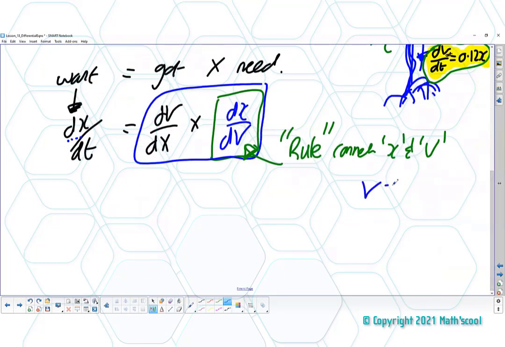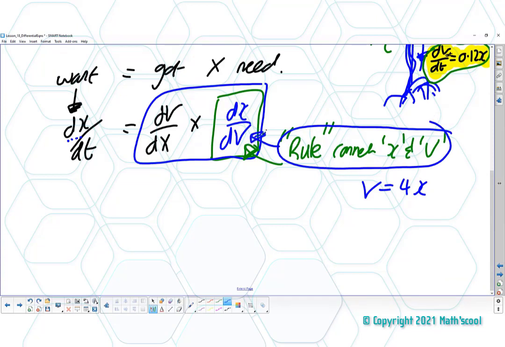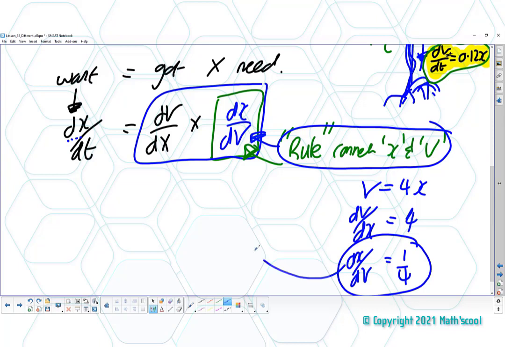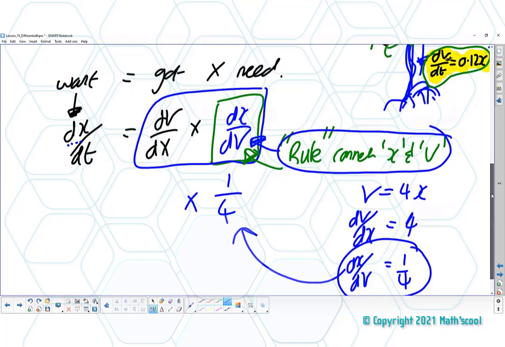So volume equals 4x. Hold on, I said I wanted a rule connecting x and v, but I didn't actually. I wanted dx by dv. How am I going to figure that out now? So, Matthew, you've told me this, which is good. Lovely. So now we know dx by dv is 1 over 4 times dv by dx.